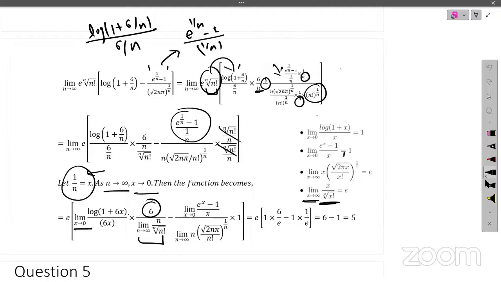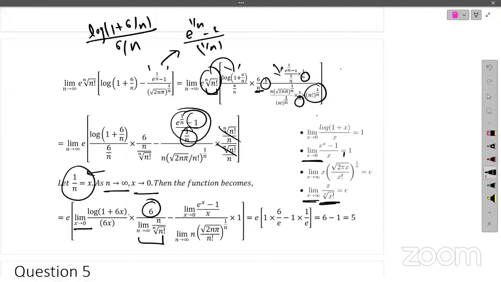So here also we have 1 by n, and we know the limit is in the form of x goes to 0. So here also we use our substitution that x equals 1 by n and change our limit from n goes to infinity to x goes to 0. Okay, so it will become limit x goes to 0, e to the power x minus 1 upon x. Because 1 by n is there, it will become x. So this limit we have evaluated, I mean, we can evaluate it by the given form.